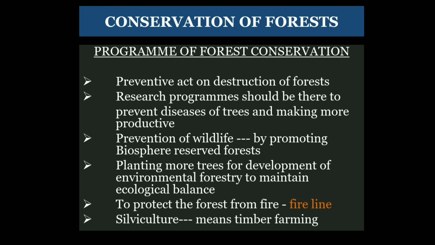To protect the forest from fire, a strip of land between the 2 sections of forest is cleared to prevent the spread of fire. This is called fire line. Remember this fire line, this is there in the topography as well. Silviculture means timber farming.